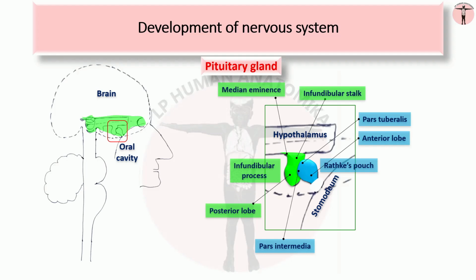Remnants of Rathke's pouch may give rise to a craniopharyngioma. A craniopharyngioma is the most common supratentorial tumor occurring in childhood and is the most common cause of hypopituitarism in children. Magnetic resonance imaging, that is MRI, shows a craniopharyngioma which lies suprasellar in the midline, compressing the optic chiasma and hypothalamus. So that was the development of the pituitary gland.